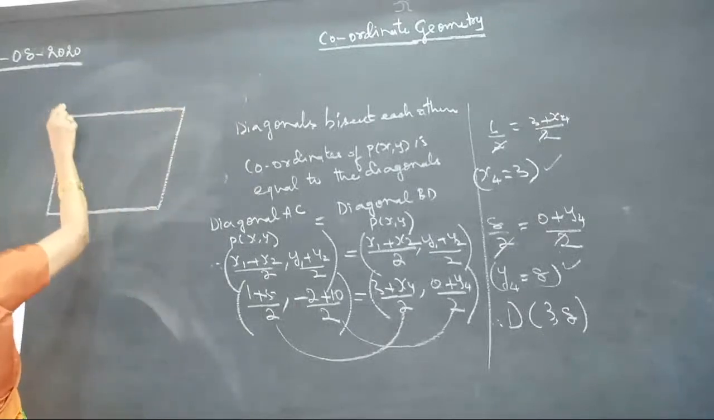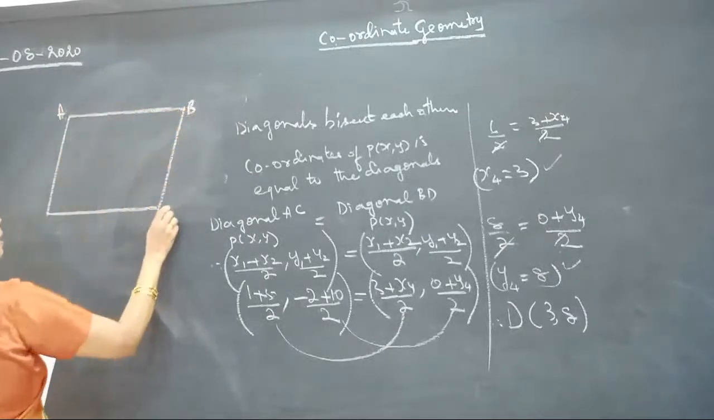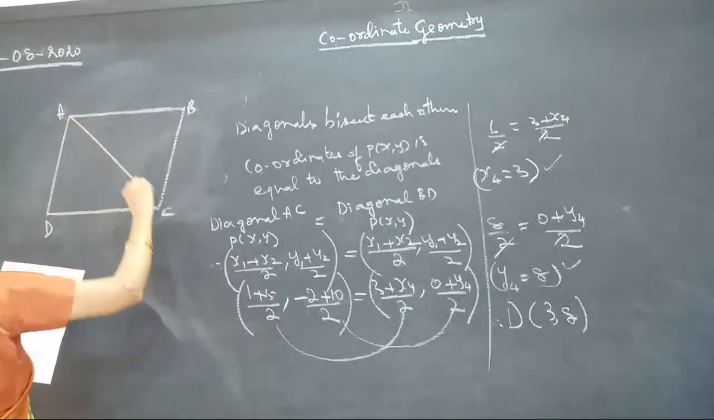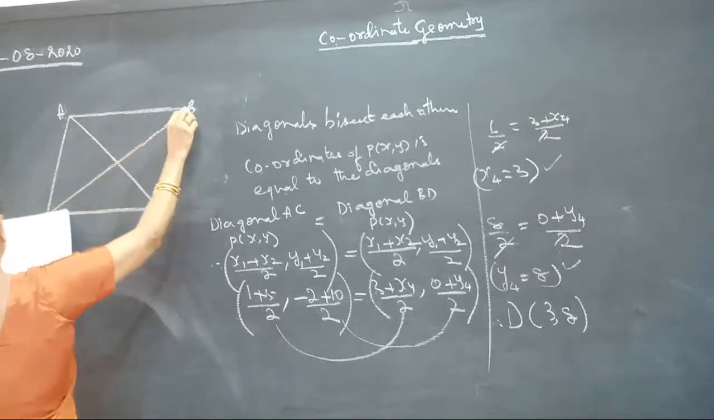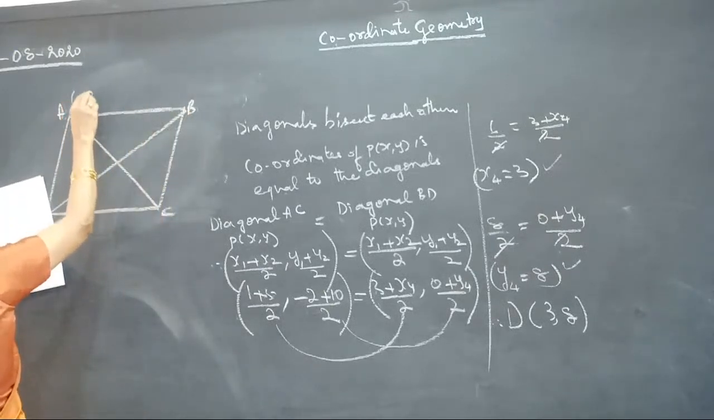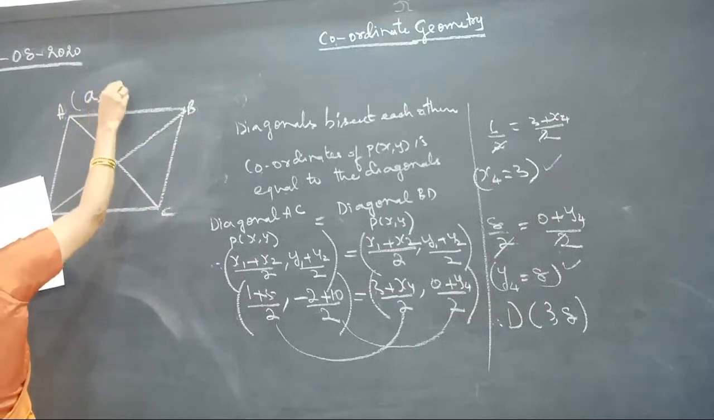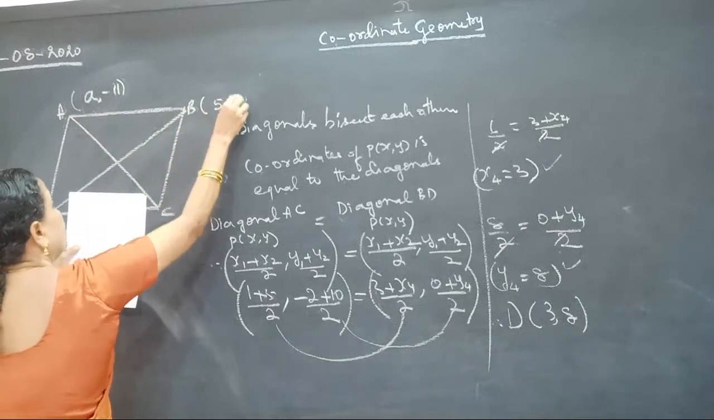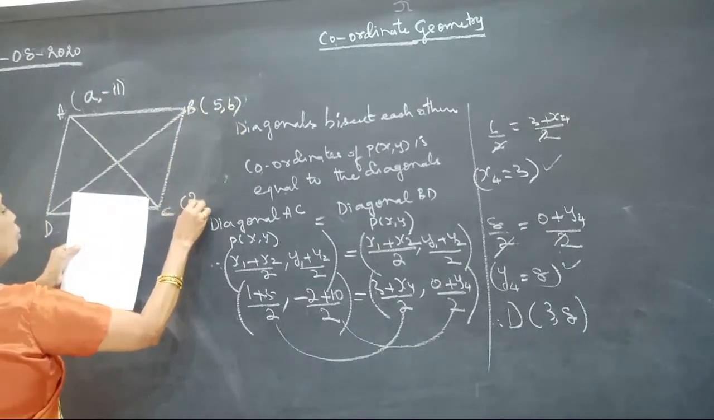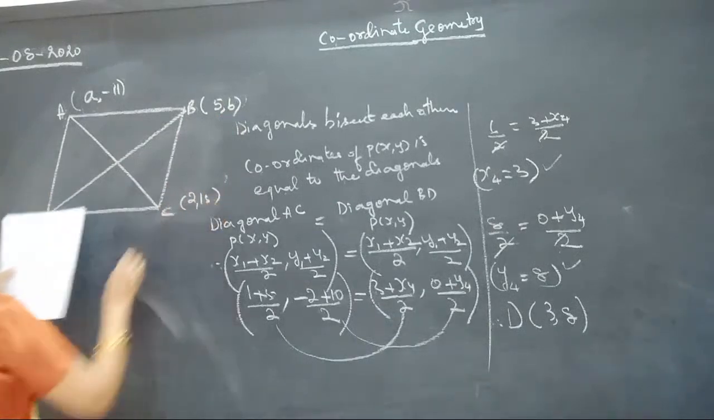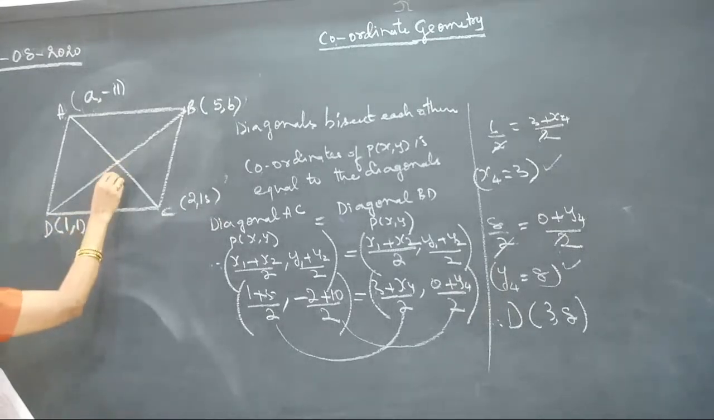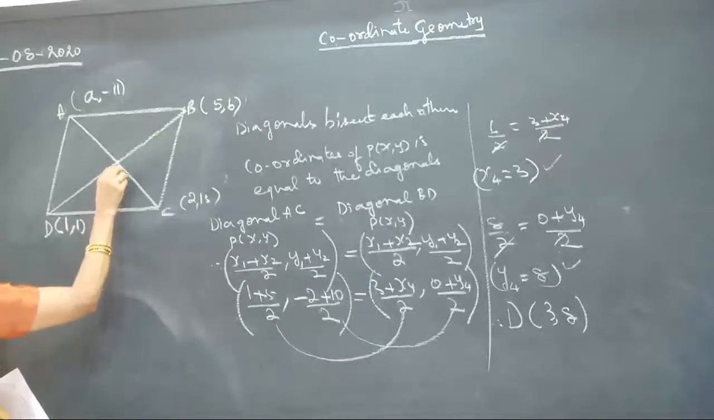Given ABCD is a parallelogram where the coordinates are A: a comma minus 11, B: 5 comma b, C: 2 comma 15 and D: 1 comma 1. This is the unknown intersection point. Take it as O if you want.